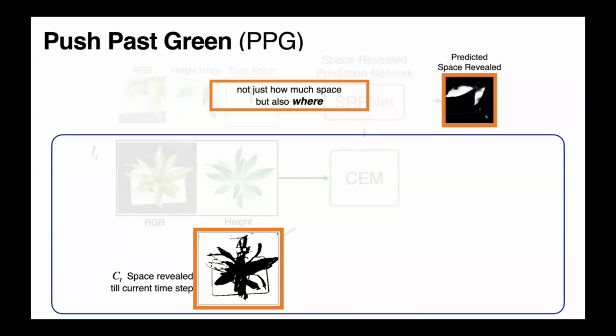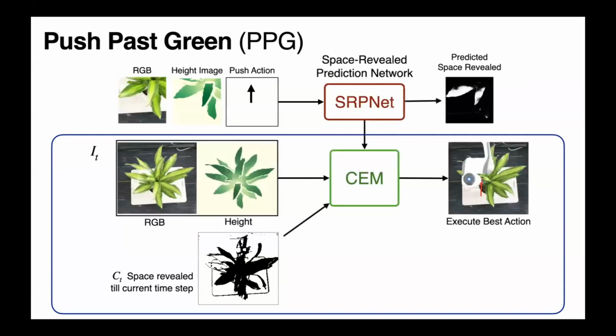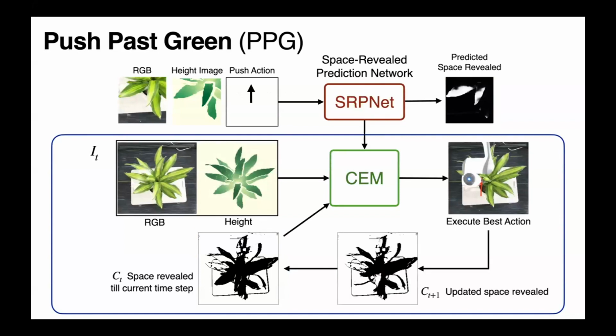That's why in this model, we are trying to predict where exactly space is revealed rather than the total amount of space revealed, which is what past work with self-supervision would do, where they would just predict something like the grasping outcome and such, right? Okay, so this happens: you figure out the best action, you execute that action, you recompute what space got revealed, and then you keep doing this over and over again.